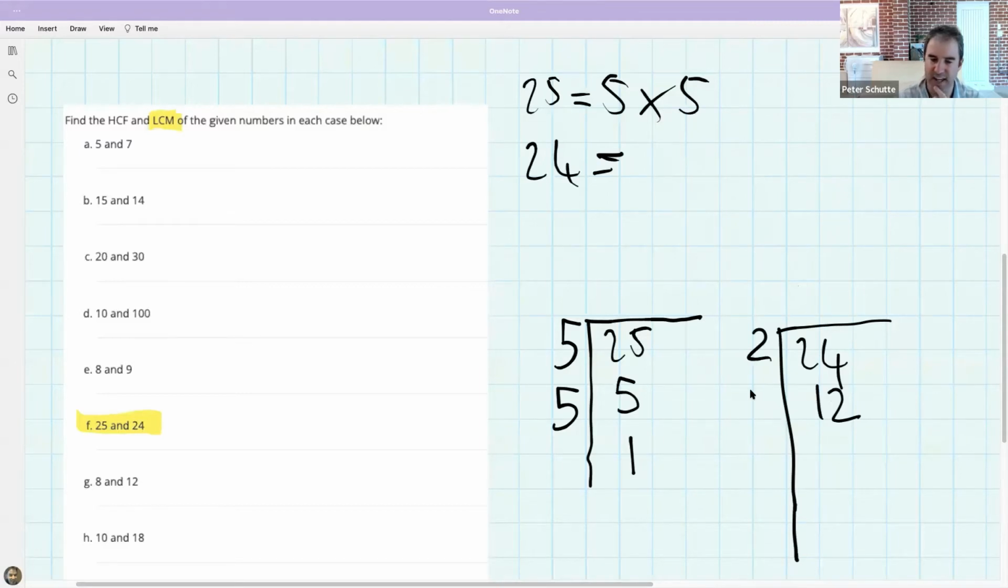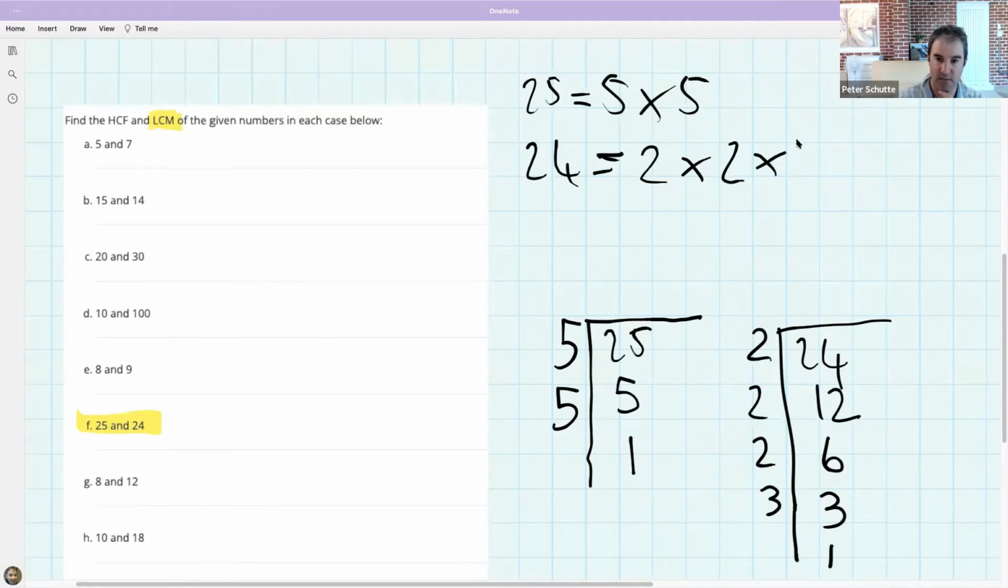Okay, you're on the right track. And then we divide by 2 again, and we get 6. And then we divide by 2 again, and we get 3. And then what do we divide that by? We get that. So 24 is going to be 2 times 2 times 2 times 3. So this is what we call the prime factorization.